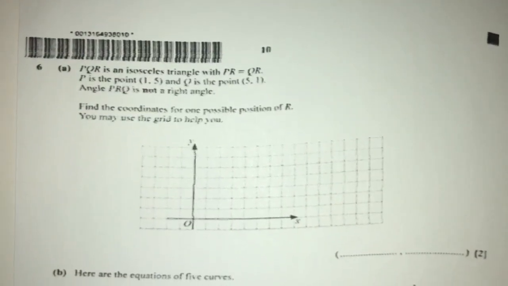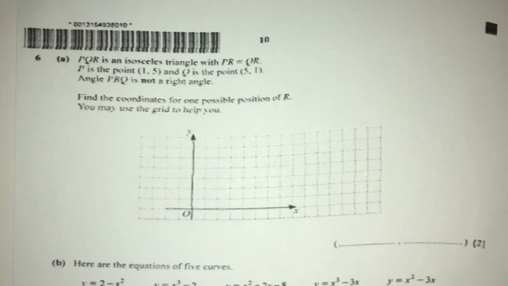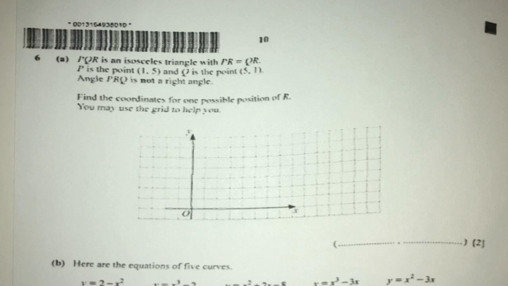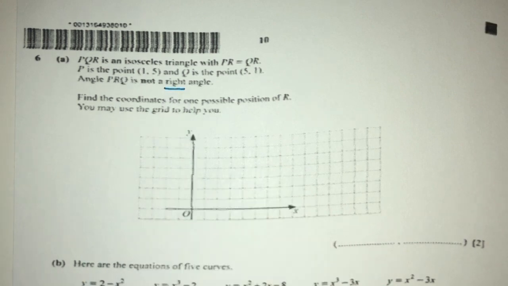Now let's move on to question number 6. Now PQR is an isosceles triangle with PR and QR equal. Now P is (1, 5), Q is (5, 1). Now we know that the angle PRQ is not a right angle, so that's something we have to keep in mind when doing this question. Now we have to find the coordinates of one possible position of R, which means we have many possible values. We just have to find the right one.